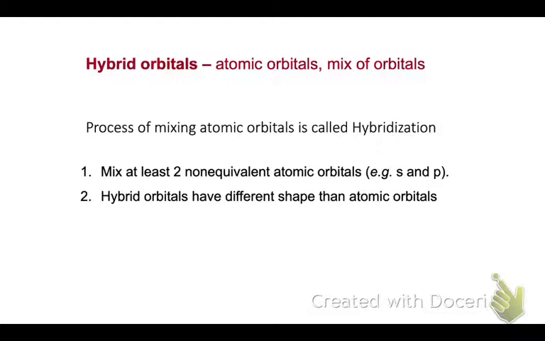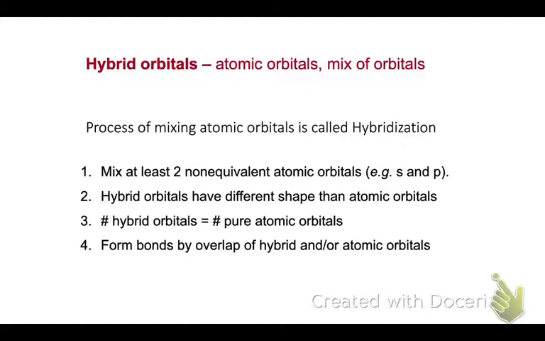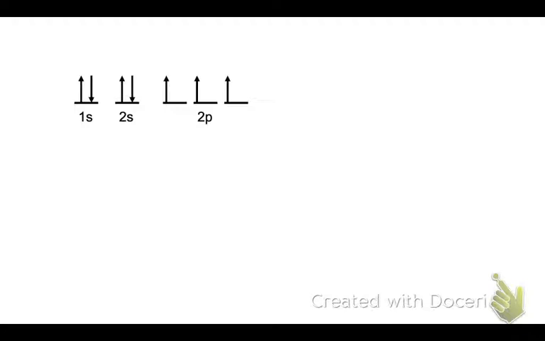The hybrid orbitals have a different shape from the atomic orbitals. And that does make sense, right? For example, pink is a hybrid of white and red. Pink is not white and it's not red. It's in between. The number of hybrid orbitals equals the number of the pure atomic orbitals that made them. The hybrid orbitals form bonds by overlap with other hybrid orbitals or atomic orbitals depending on the situation. So let's go back to ammonia.